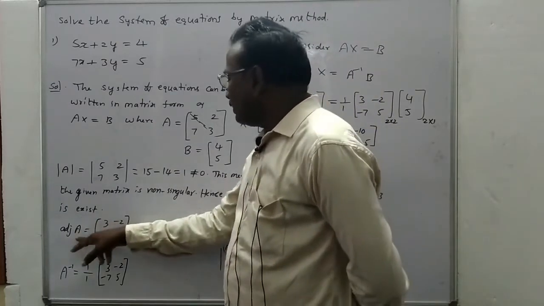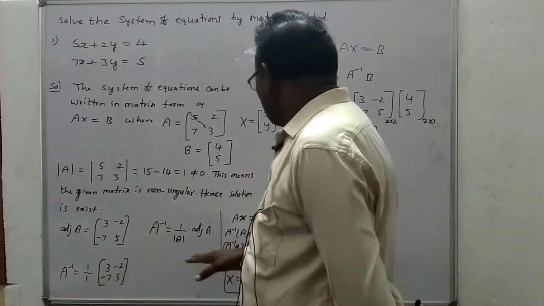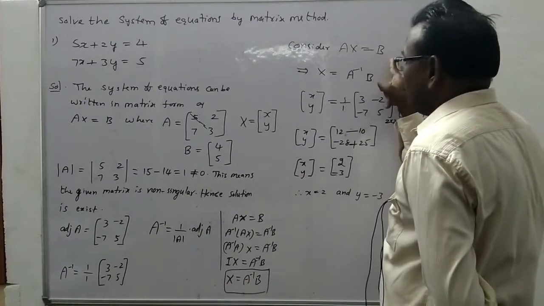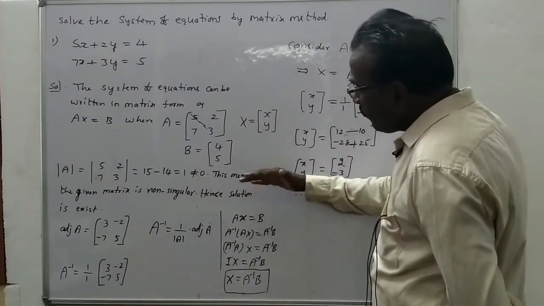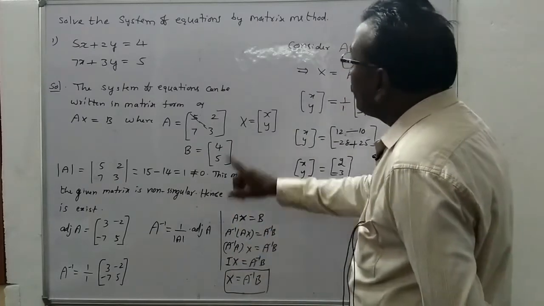Next, find adjoint A. Next, the A inverse formula, A inverse is equal to this one. So here consider AX is equal to B. The solution of this matrix equation is X is equal to A inverse into B. The method of finding the solution in this way is called the matrix method.